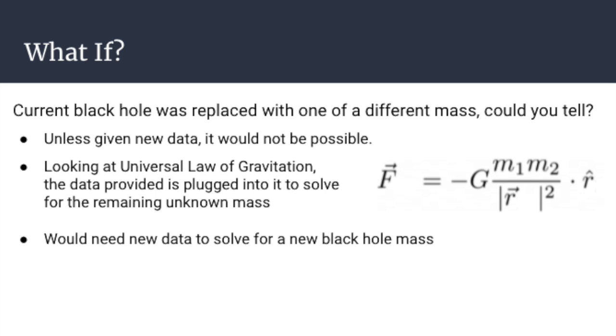The data we were given from the previous black hole, the position versus time, was used in the universal law of gravitation to find the mass of that specific black hole. So if the mass of the black hole changed after the data was collected, we would have no way of knowing.